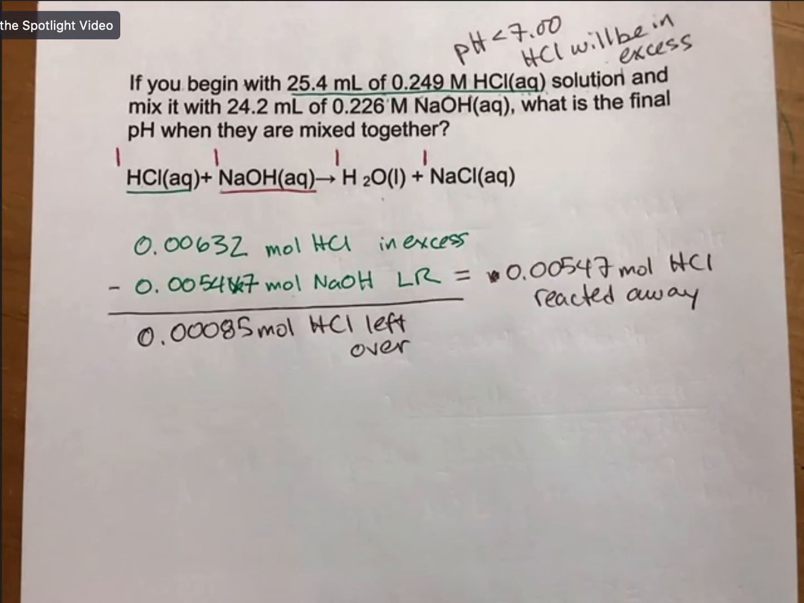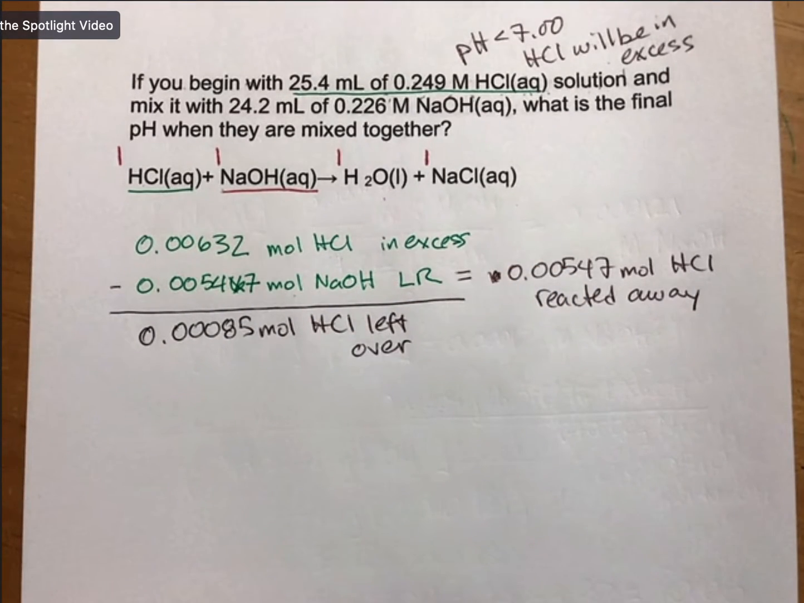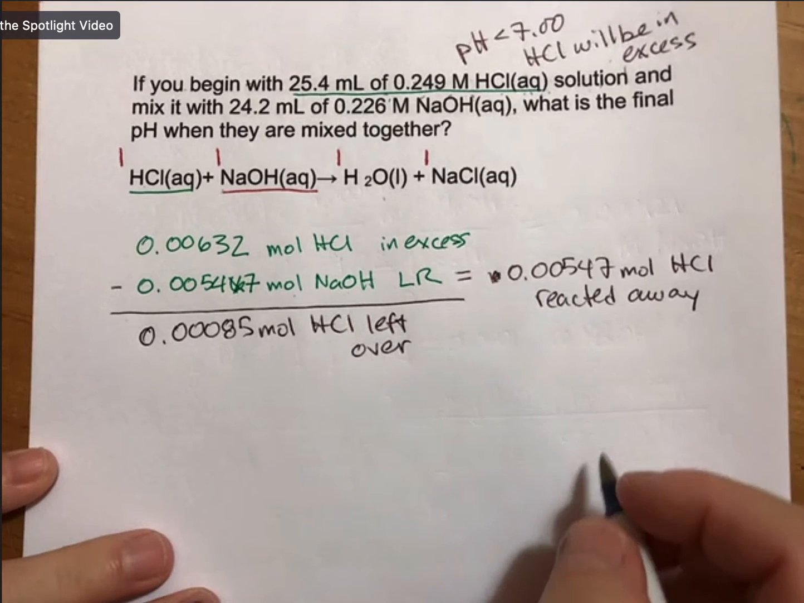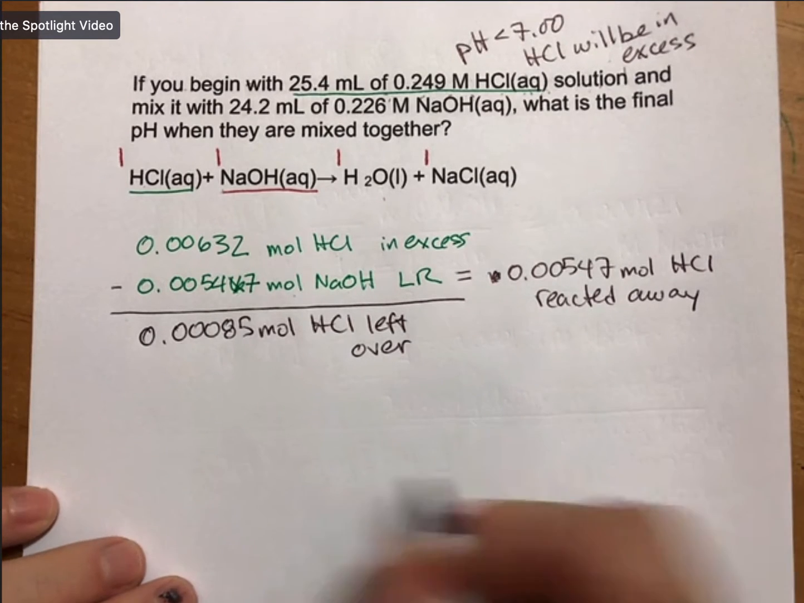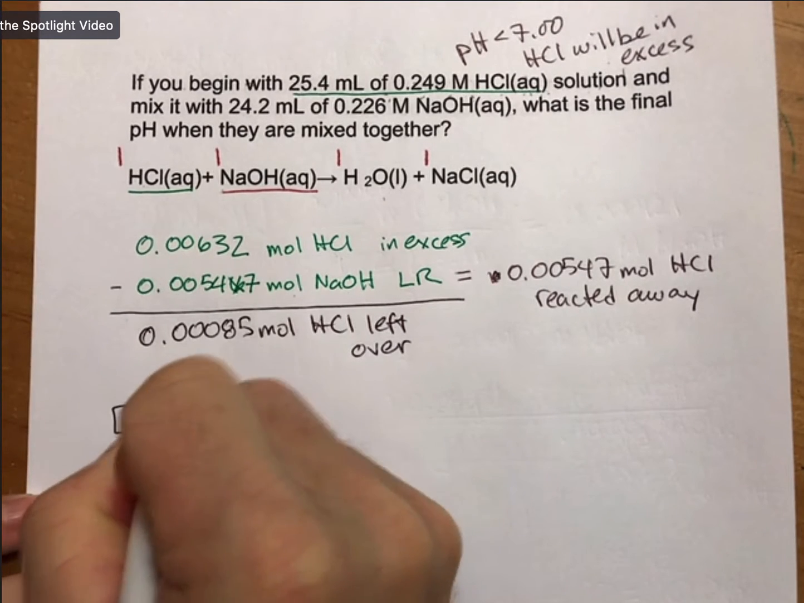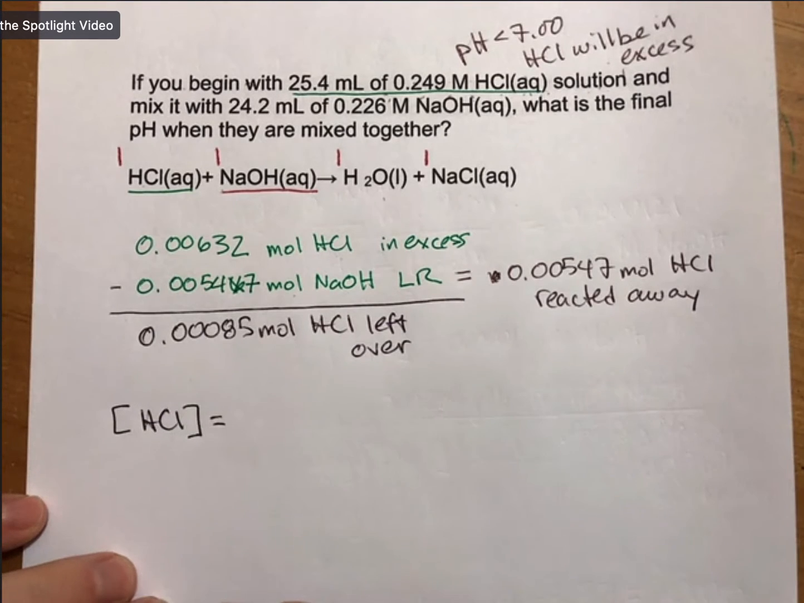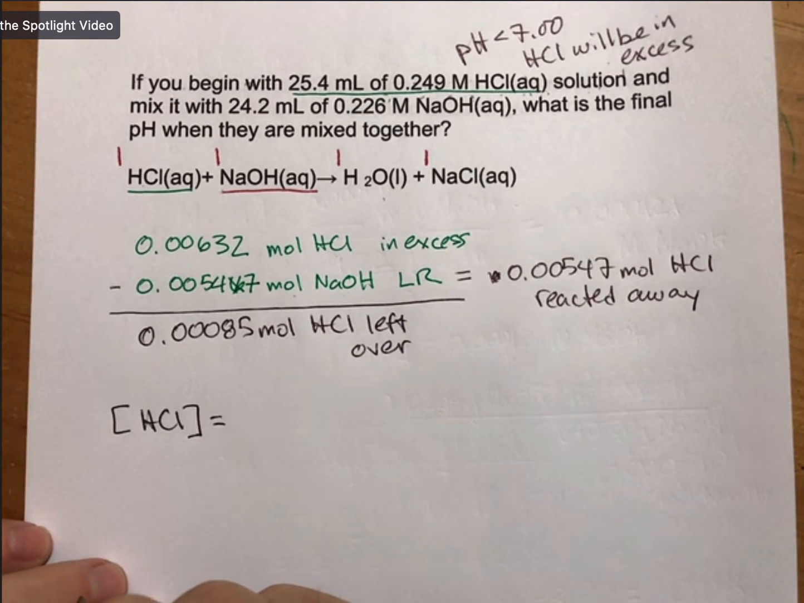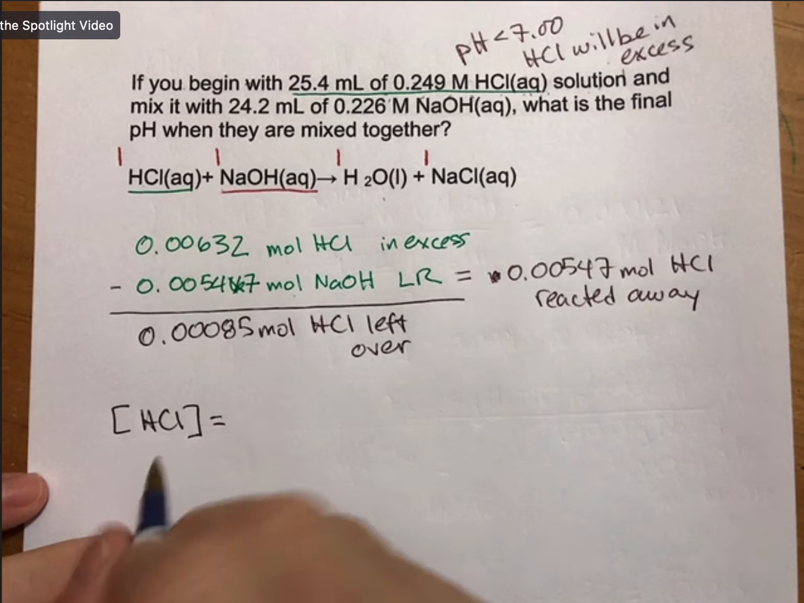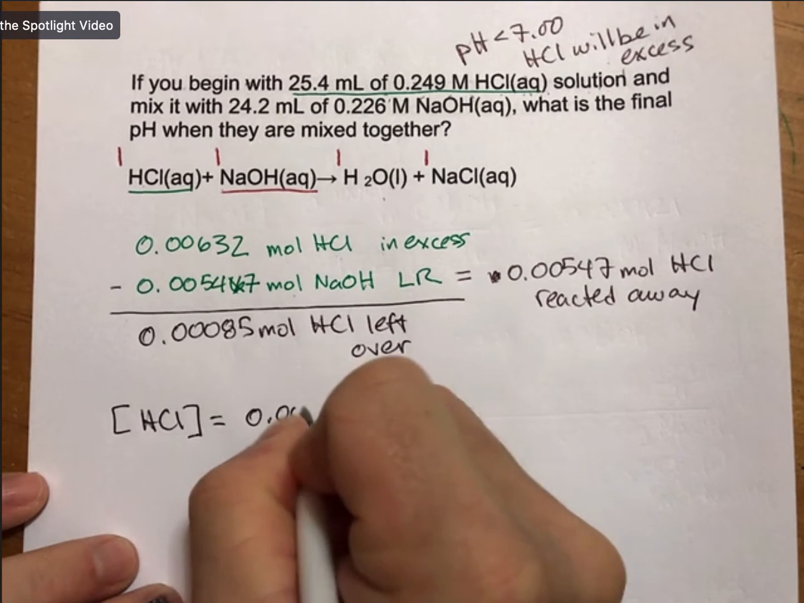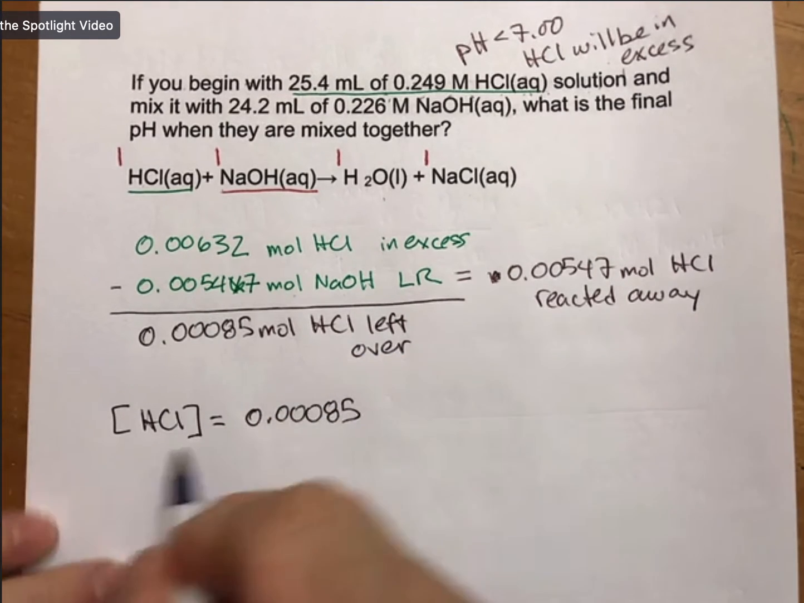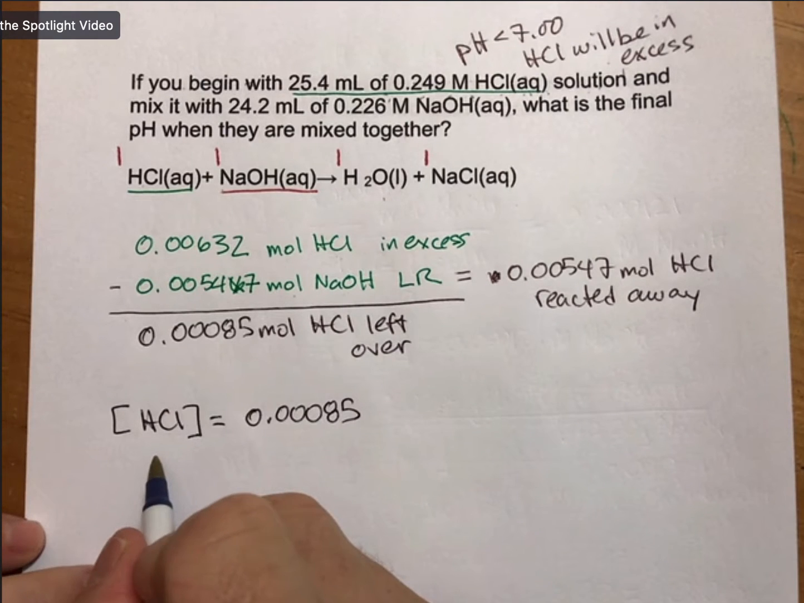Moles of HCl left over. And again, we know that the pH is going to be less than 7 whenever there's acid left over. Our next step is to take those moles, divide them by the total volume, so that we can get our concentration of hydrochloric acid.